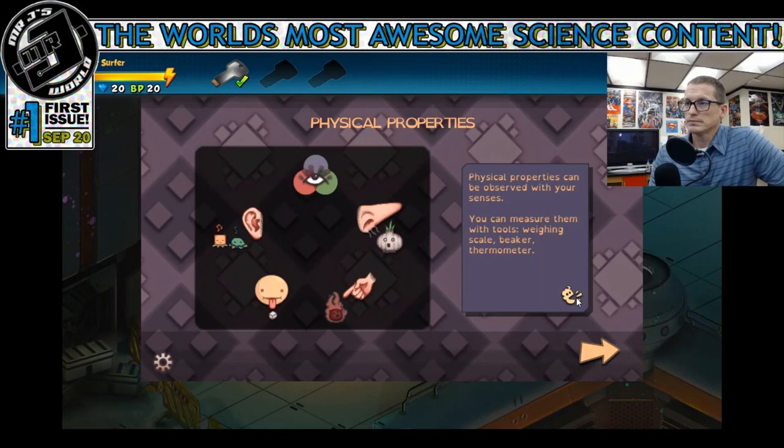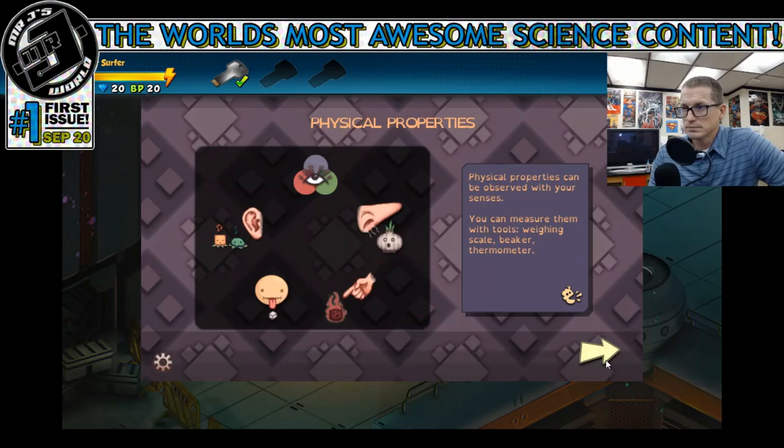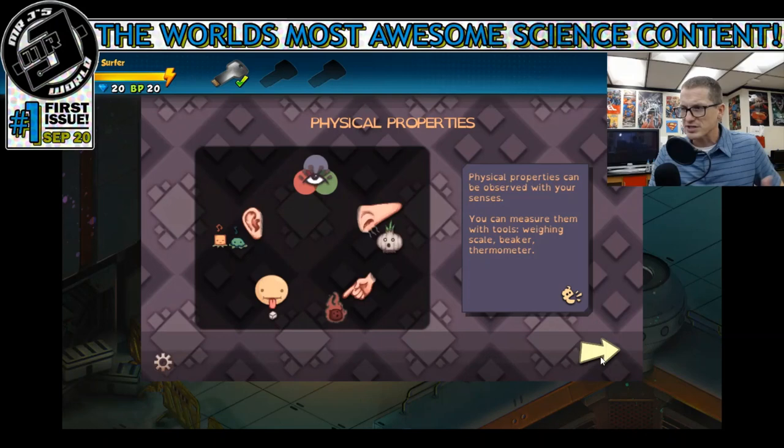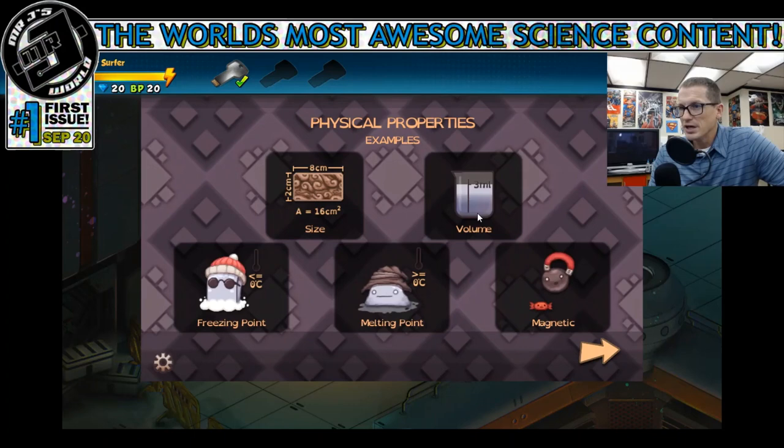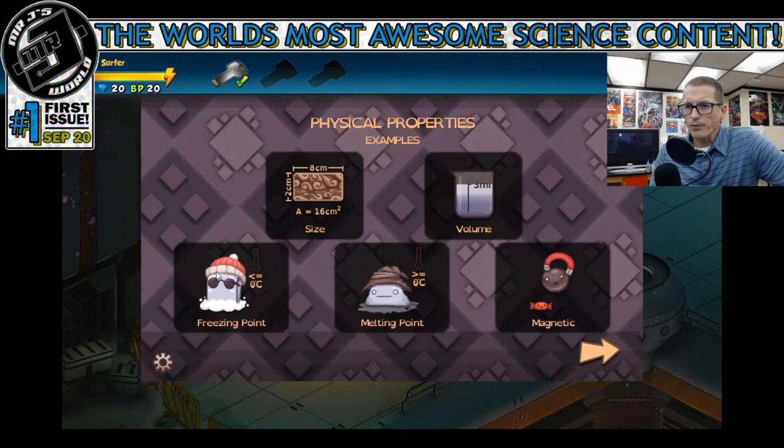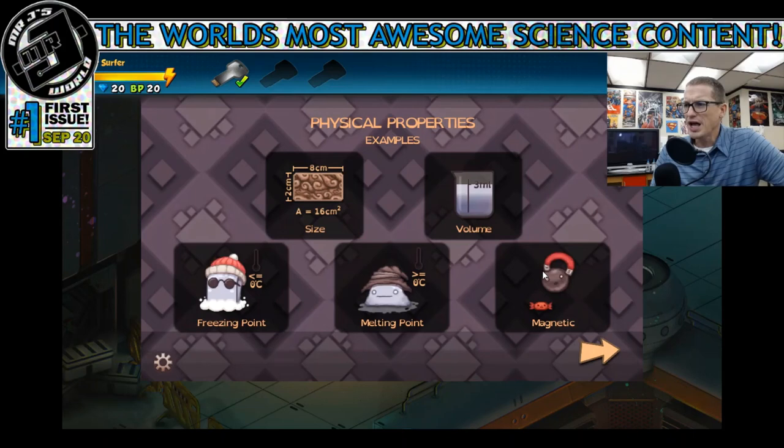Physical properties can be observed with your senses. You can measure them with tools: weighing scale, beaker, thermometer. Alright, so that's familiar. These are your five senses. We use these to make observations. Observations are what you notice. Physical properties are based off of that. Examples would be measuring size, how much space something takes up, volume, freezing point when a liquid turns into a solid, melting point when that solid turns back into a liquid, and whether something's magnetic. These are examples of physical properties.